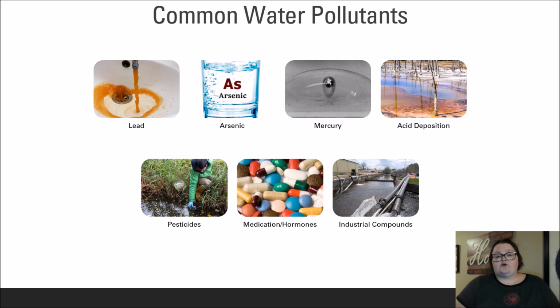Lastly, there are industrial compounds such as perchlorates, which are components of jet fuel, and polychlorinated biphenyls, or PCBs, a common component of plastic manufacturing. PCBs and perchlorates enter water resources and sometimes mix with settled sediments, making them very persistent in the ecosystem.